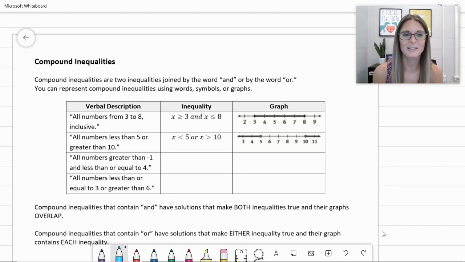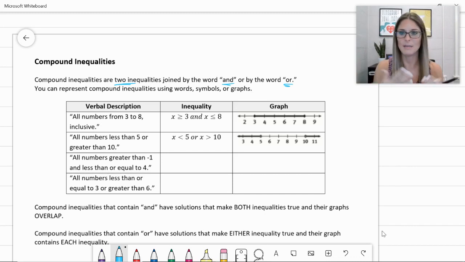So compound inequalities are two inequalities that are joined by the word and or by the word or. You can represent compound inequalities using words, symbols, or graphs. So I've got some examples here in our table. Verbal description, the first one. If I'm talking about all numbers from 3 to 8 inclusive. Inclusive just means also including 3 and 8.